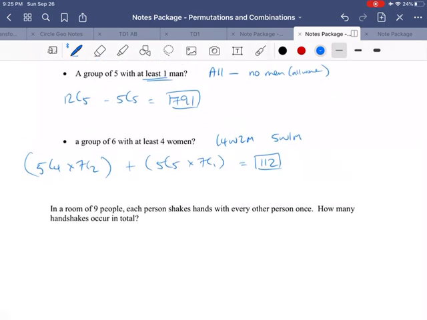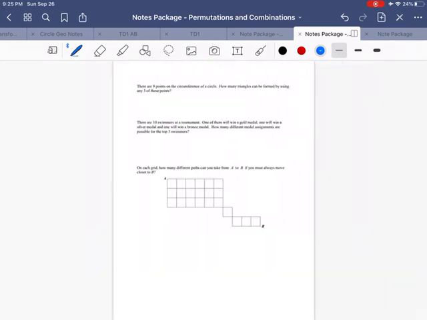A group of 9 people. Each person shakes hands with every other person once. How many handshakes occur in total? So 9C2, this is 36. Remember, whether Sally and Jane shake hands, that's the same as if Jane and Sally shake hands. So it's a combination question.